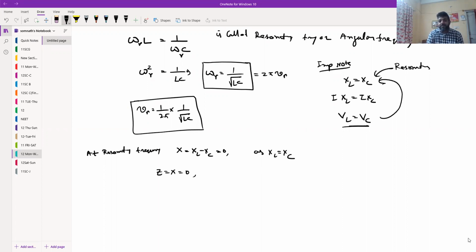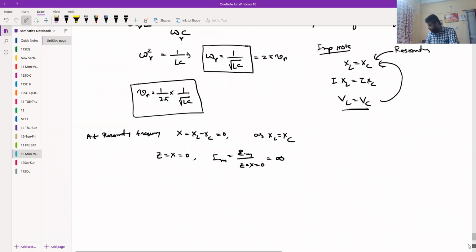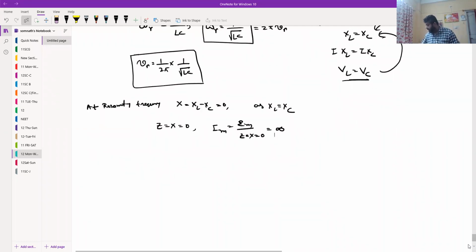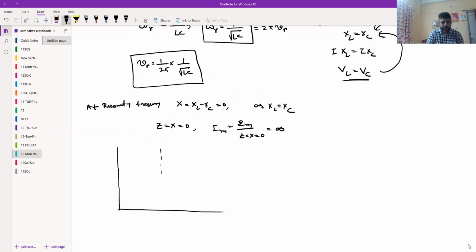If my Z is 0, what is my current? I M by Z, which is X, which is 0. That means infinity, yes or no? Yes, sir. So if I want to draw current versus frequency, number 1, this one is my Z, this one is my frequency, omega equals omega R, resonating frequency.